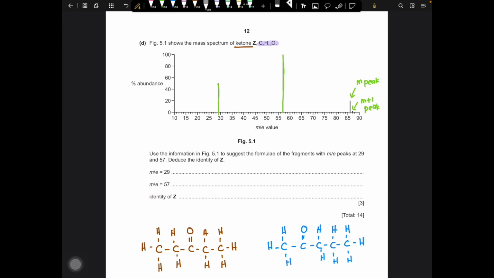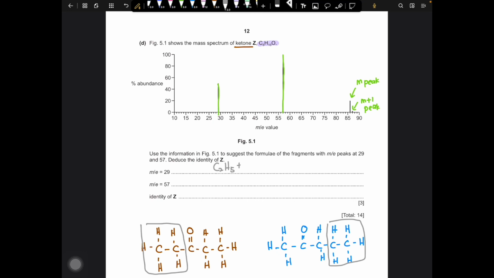So the peak at 29 is quite straightforward. This is definitely due to C2H5 ion. So it's either this one or this one. So this is the C2H5 ion.